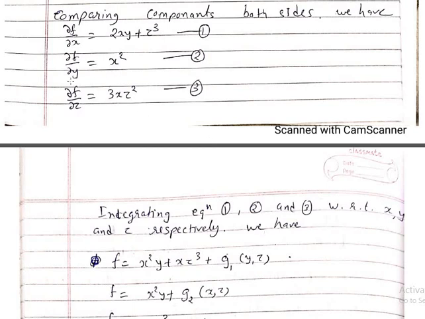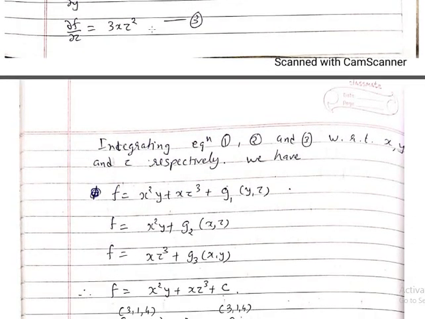In the same manner, integrating del f by del y, which is equal to x square, with respect to y will give you x square into y plus some function g2 of x and z. In the same manner, the third component, del f by del z, is equal to 3xz square. We integrate it with respect to z. Integrating z square gives z cube upon 3, the 3 will be cancelled out and you will have x into z cube plus g3 of x and y.